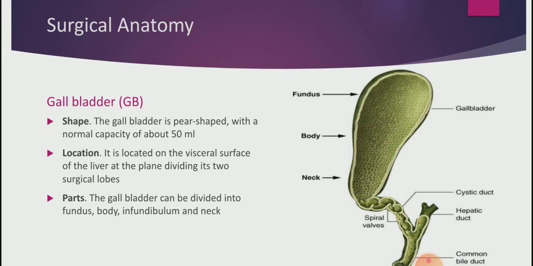Gallbladder shape. The gallbladder is pear-shaped with a normal capacity of about 50 ml. Location: in the visceral surface of the liver at the plane dividing it into two surgical lobes. The gallbladder can be divided into fundus, body, infundibulum, and neck.